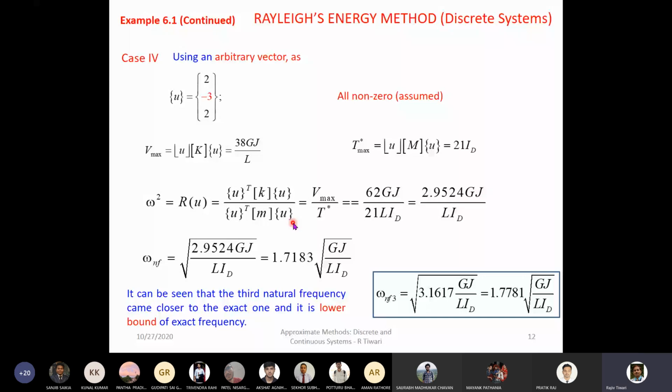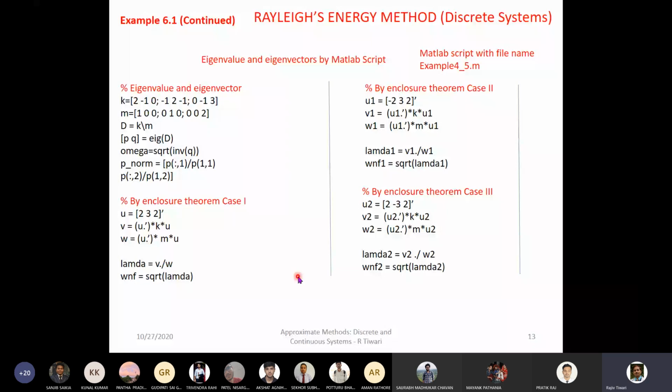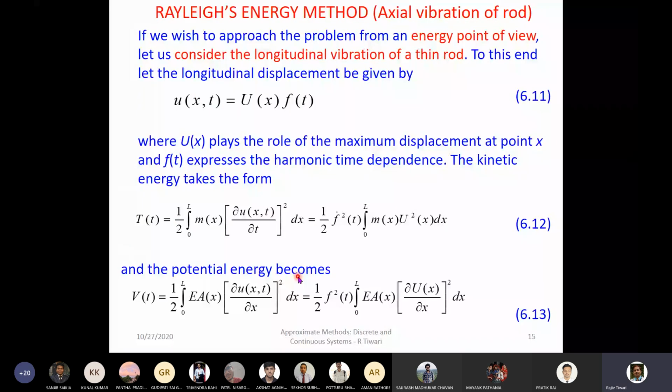But with the energy method, some more multiplication needs to be done, and we get the natural frequency. In the discrete system, we are not getting that much benefit of the method, but in the case of the continuous system, we'll see more advantage of this. Different continuous systems have different forms of the kinetic energy and potential energy.